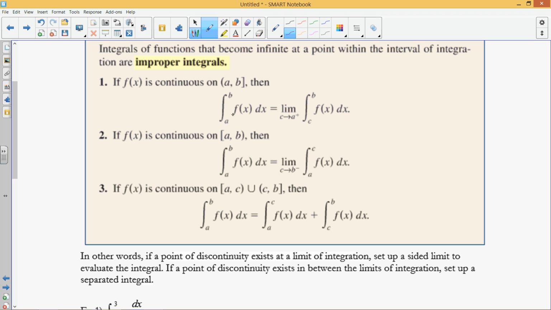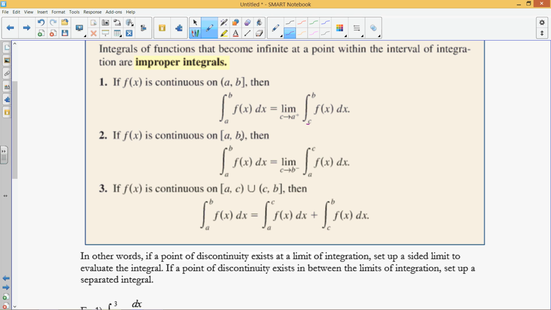So if I have f of x, and f of x is only continuous on an interval open at a and closed at b, that means f of a doesn't exist. So what we do is say, if I can't really get to a, maybe I can get to some c value close to a. In this case, I'd be approaching it from the right, because from a to b goes starting at a, to the right of a, all the way up to b.